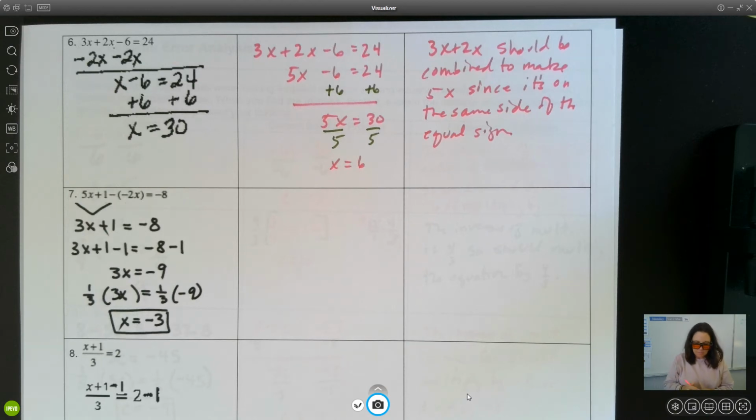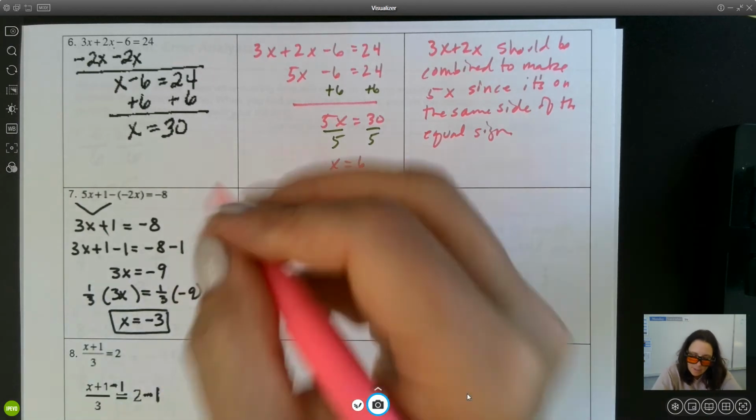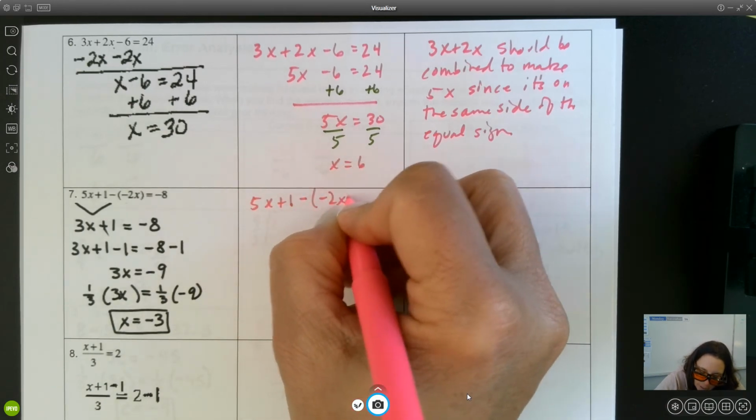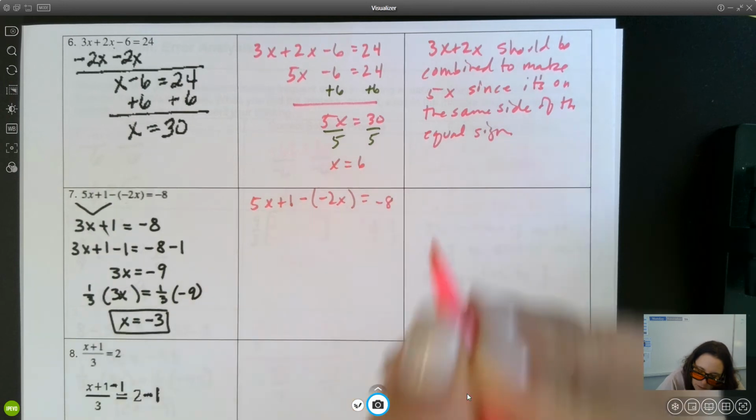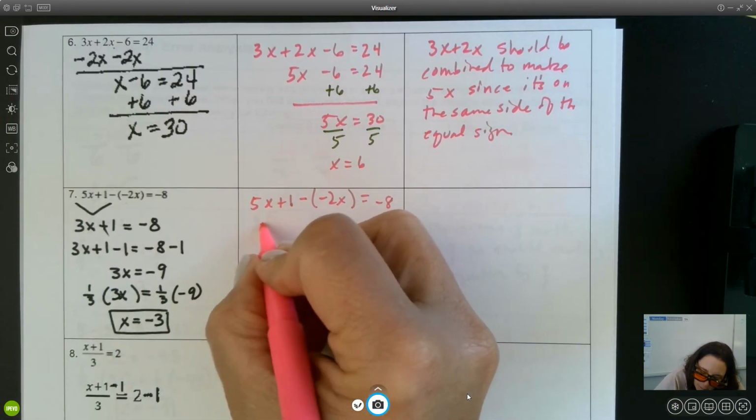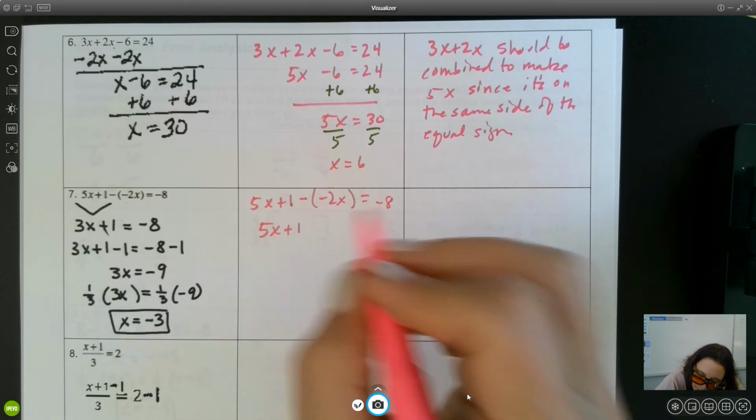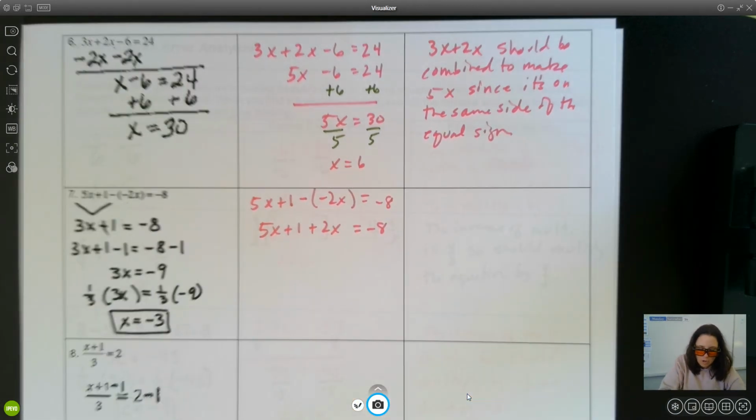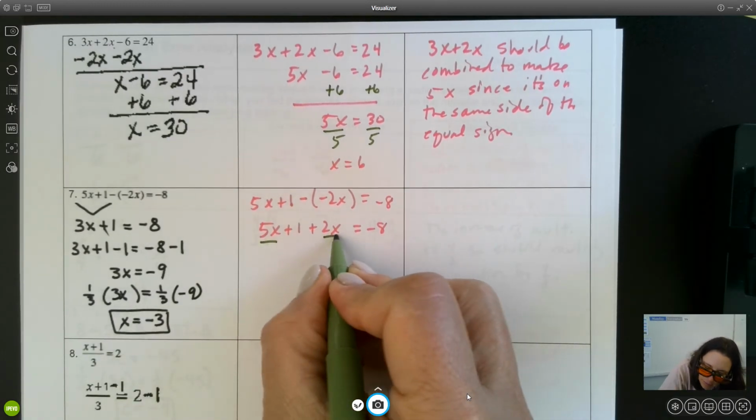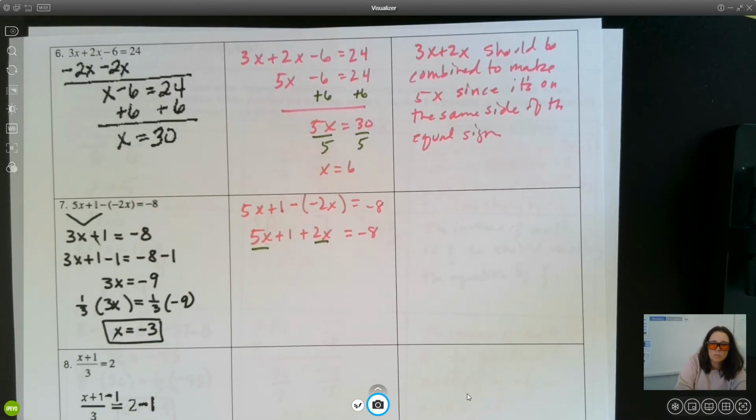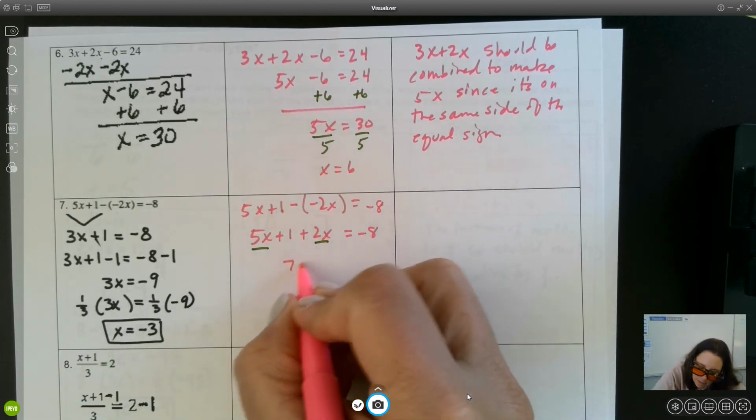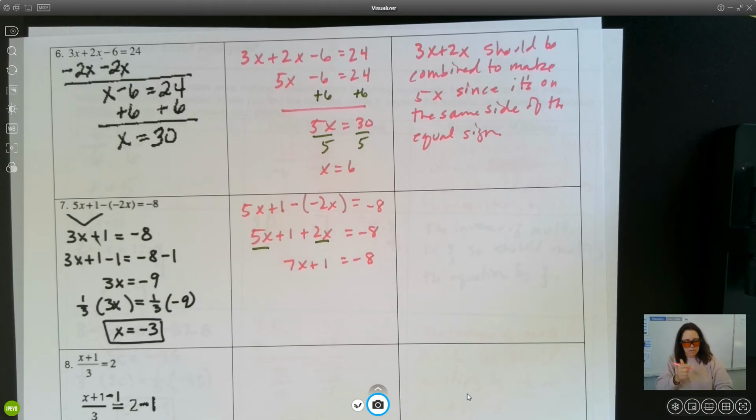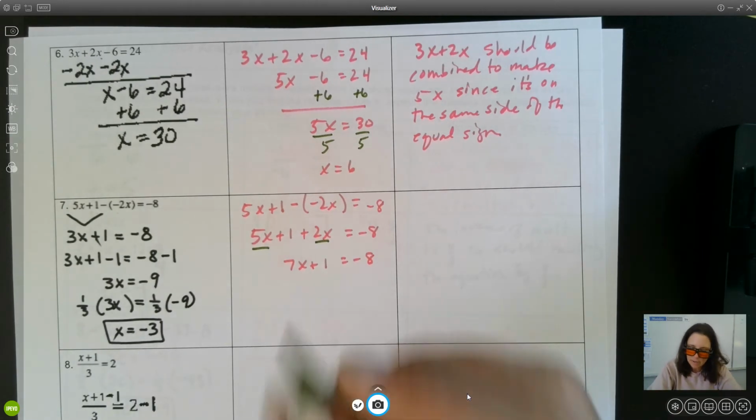Okay, number 7. 5x plus 1 minus negative 2x equal negative 8. My first step: this minus a negative is going to be plus 2x. Then I hope you can see that those are like terms. We're going to make a 7x out of that. So there's our new and improved equation, after everything's as tight as possible.